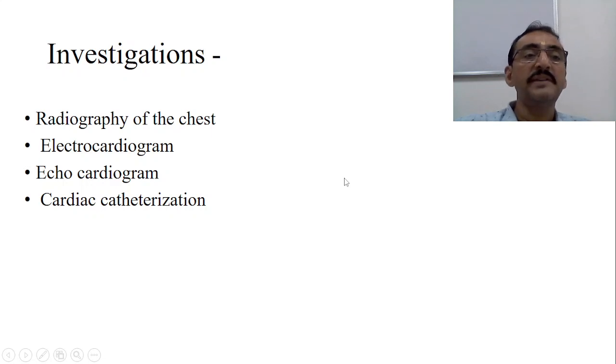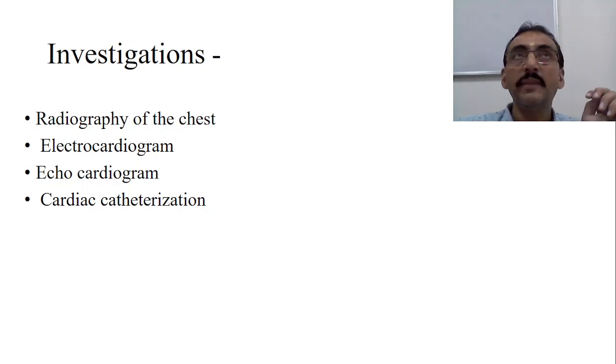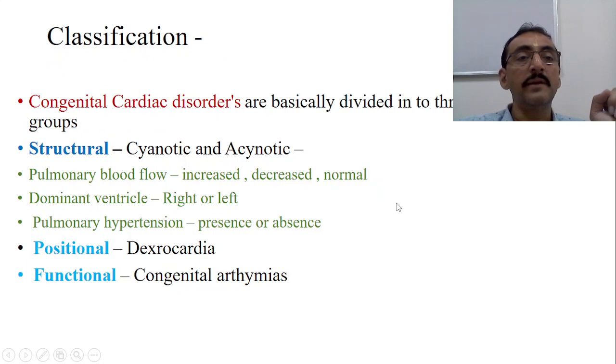Some of the common investigations that we can suggest in case of congenital cardiac problem are radiography of the chest, and then electrocardiogram, then echocardiogram, and then cardiac catheterization. So these are some of the common investigations that we can go for.